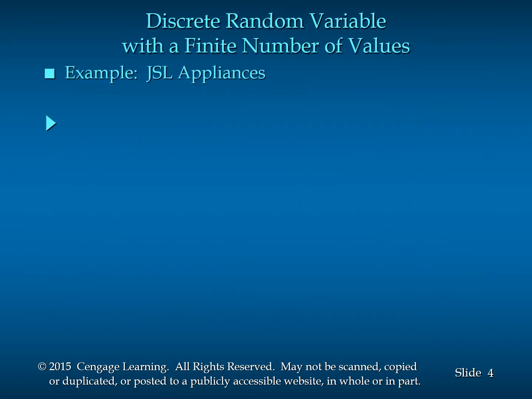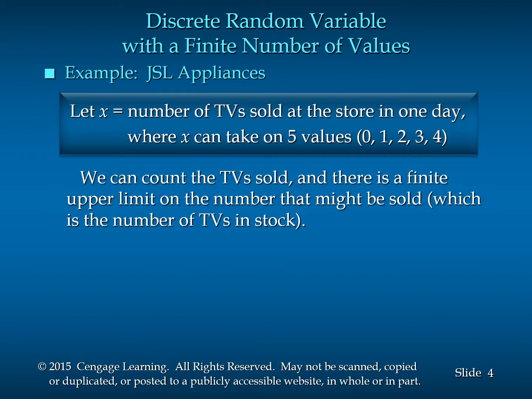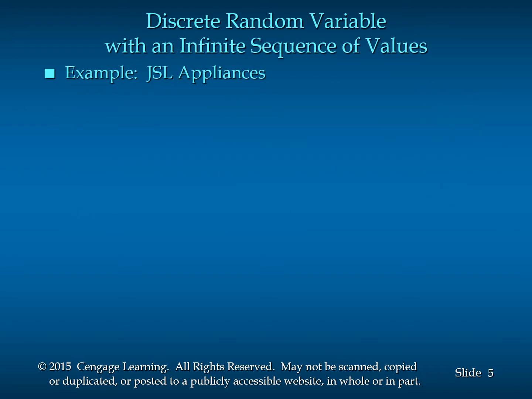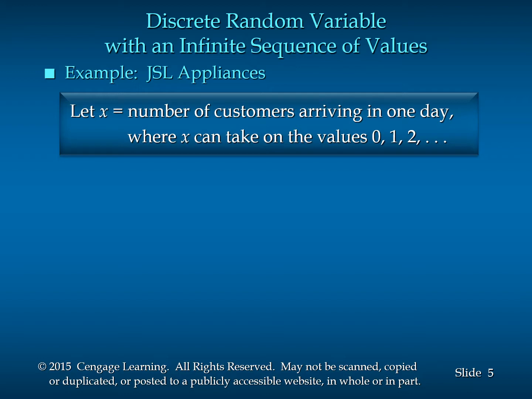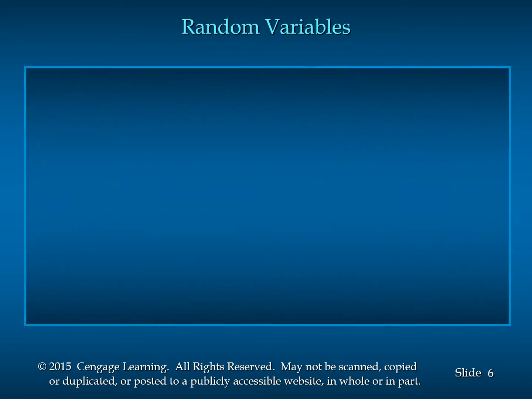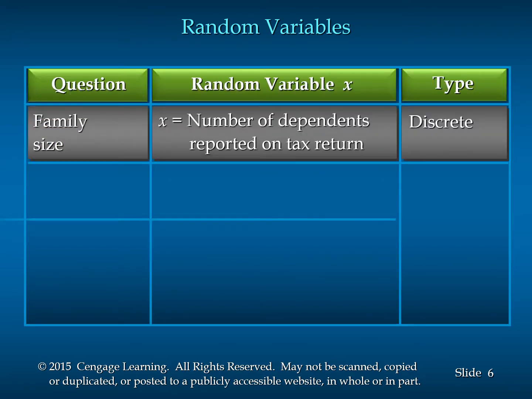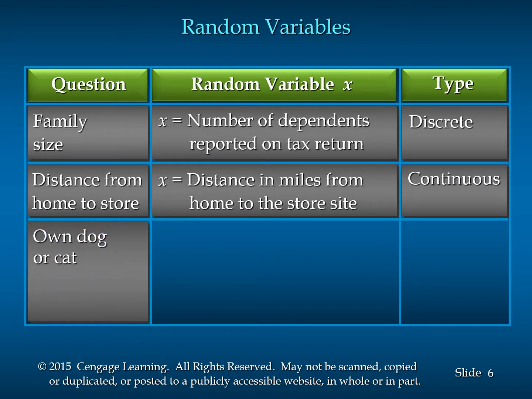A simple example of a discrete random variable could be seen here as the number of TVs sold in a day by a store. We know that we can only have whole numbers, not decimals. If we think of the number of customers arriving in a day at a store, there is no upper limit. Here you see some examples of discrete versus continuous variables.